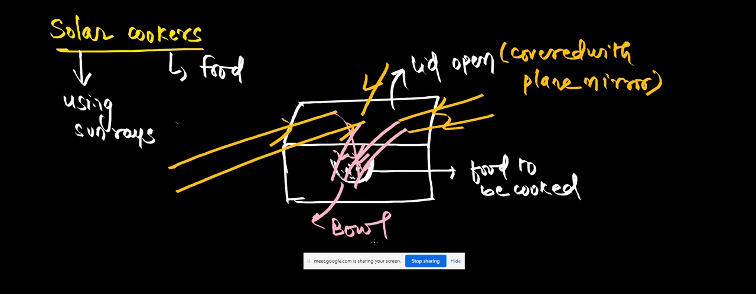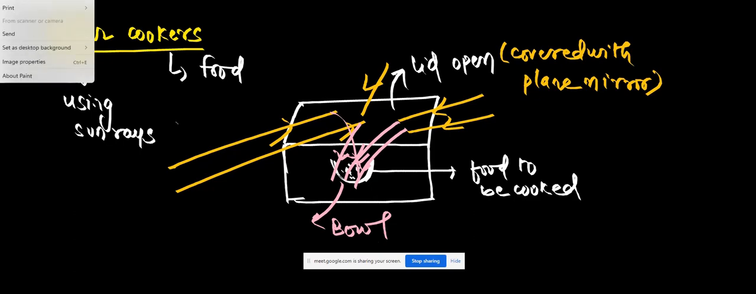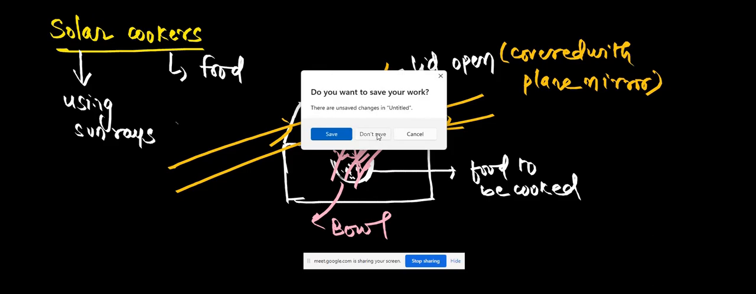The lid will not be perfectly erect, it will be tilted, kept at a certain angle, so that the maximum of the sun rays will be reflected into the bowl. Is this point clear? So this is all about uses of plane mirrors. Any doubt so far?